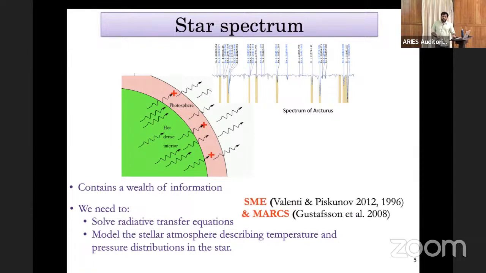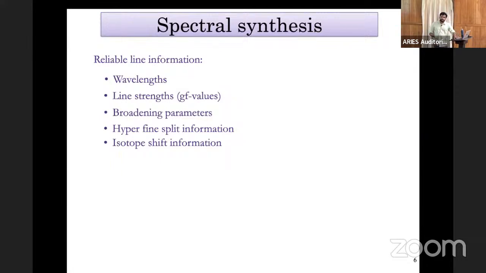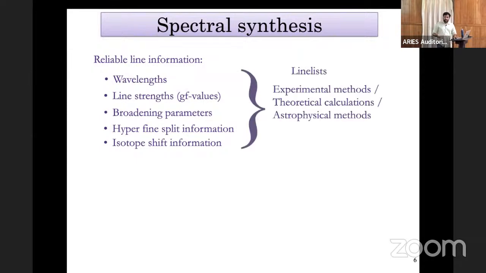So in this work, I have made use of the Spectroscopy Made Easy tool, which is used to synthesize the spectra, and the MARCS models have been used in order to model the stellar atmosphere. But in addition to that, we also need reliable information about these individual lines, which are wavelengths, line strengths, broadening parameters, and hyperfine split information, etc., which are mainly calculated by experimental methods or theoretical calculations, as well as by comparing with well-known stars like the Sun, Arcturus, etc. And this is compiled in the file called the linelist. So this is also an important part of spectral synthesis.